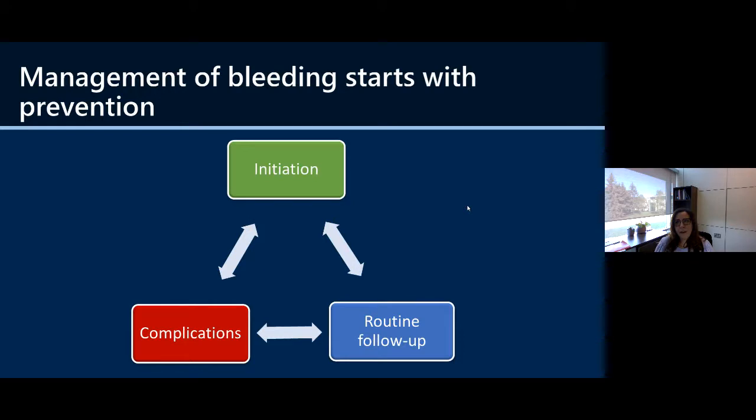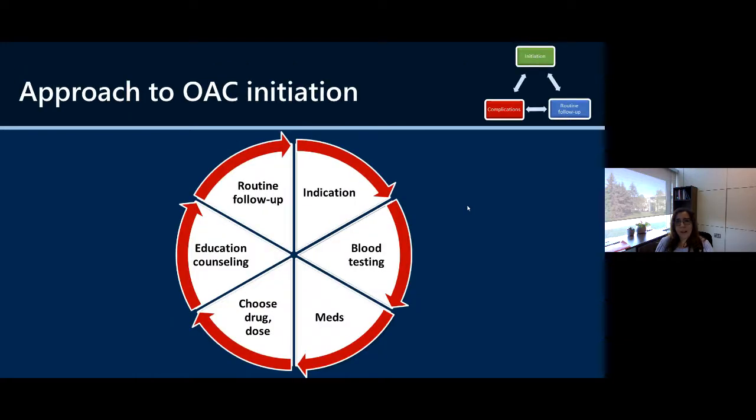And so I put this slide up just to remind folks, and I do this actually in my own practice, there is a spectrum of care. Managing a patient on an anticoagulant involves initiating the drug, obviously. And then there's routine follow-up that goes along with that, and that obviously depends on the clinical context. And then finally, management of complications. But really, this is an iterative process as opposed to discrete episodes in time. And so, again, bleed management starts with prevention.